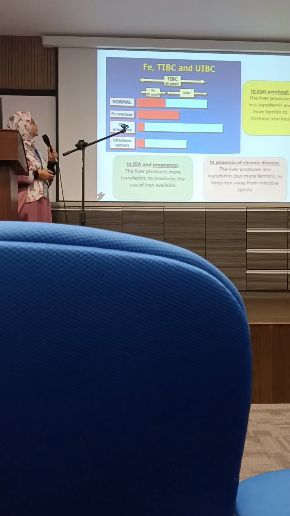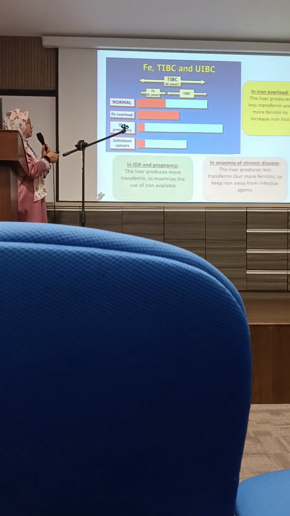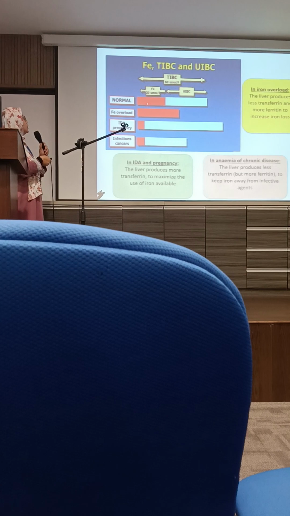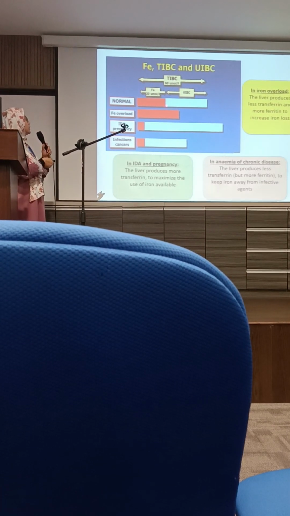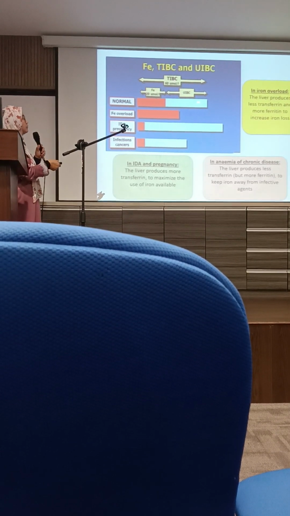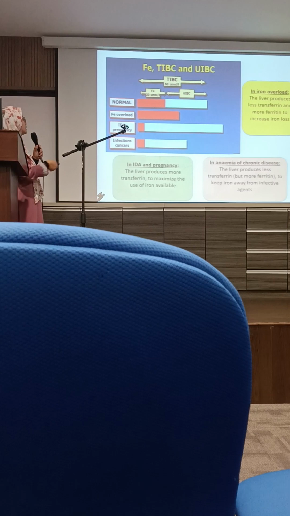Okay, this is about the TIBC. So TIBC is referring to the capacity of the transferrin to bind iron. So in normal condition, you have about 1/3 of the transferrin bind to iron. Sepatutnya about this lah, 1/3 bind to iron, about 2/3 is still free. So this is the total iron binding capacity. This is the total, this is the free one, iron binding capacity.